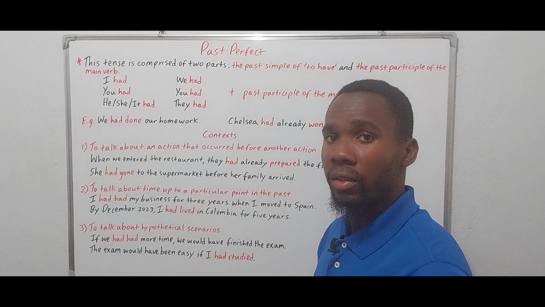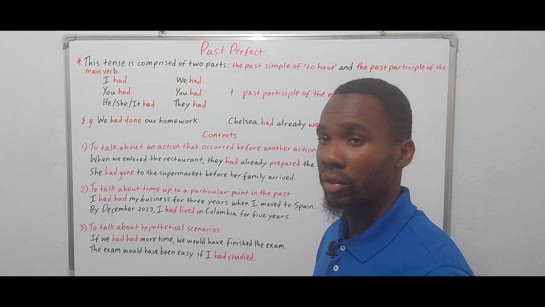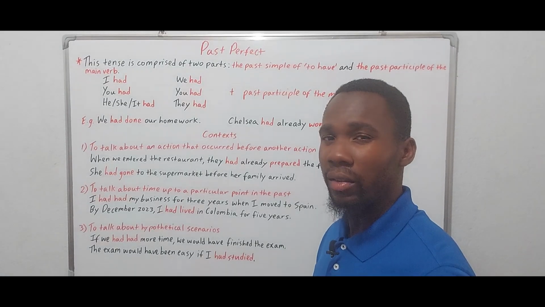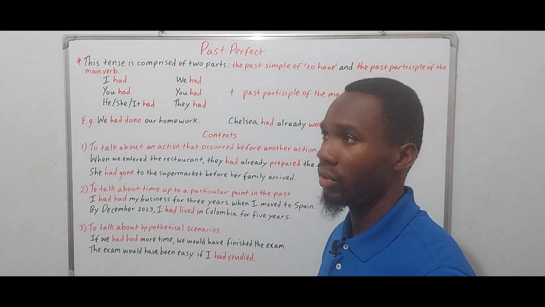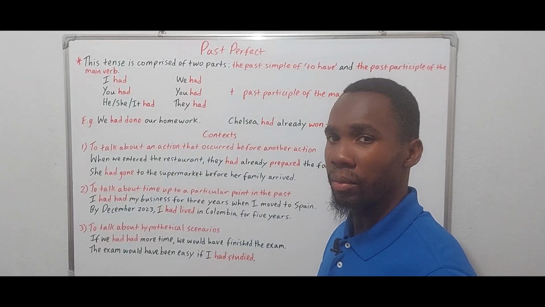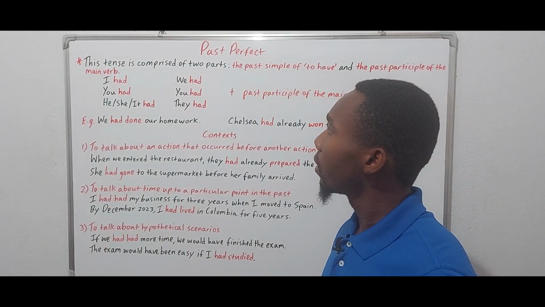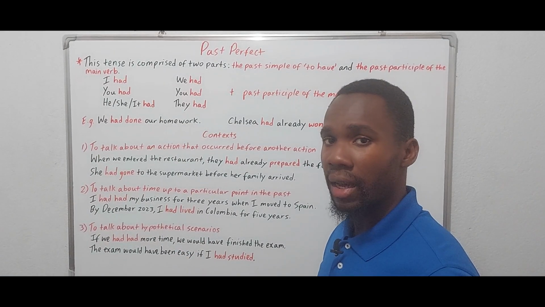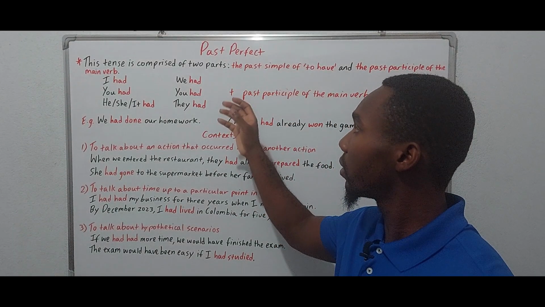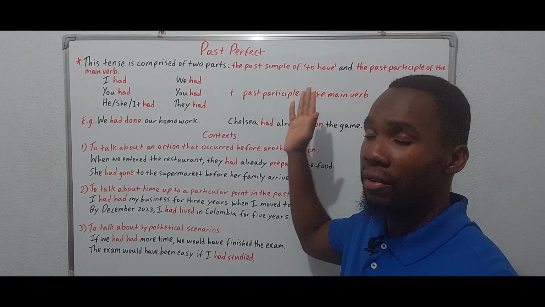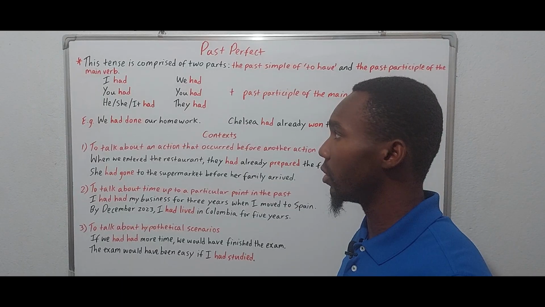Hello everyone. Today we are going to be talking about the past perfect in English. Now this is a tricky tense, so it is regarded as being appropriate for intermediate and advanced learners, right? Now this is an example of a compound tense as it comprises two parts: the past simple of to have, which is had, and the past participle of the main verb.